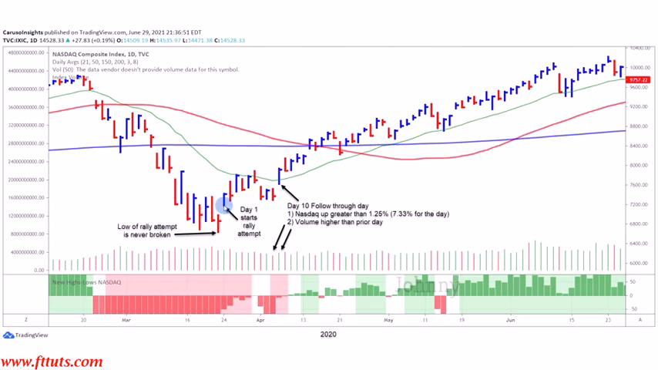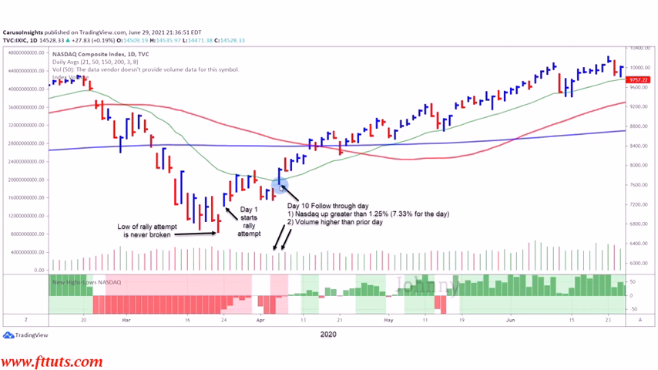We have an advancing day. This would be day one in the marketplace. As long as this low is not broken, that count continues. Starting at day 4 or later, any day where the NASDAQ is up more than 1.25% and volume is higher than the prior day, you have a follow-through day. So here we have day 1, and on the 10th day of this rally attempt, those conditions come true. So we get our follow-through day.